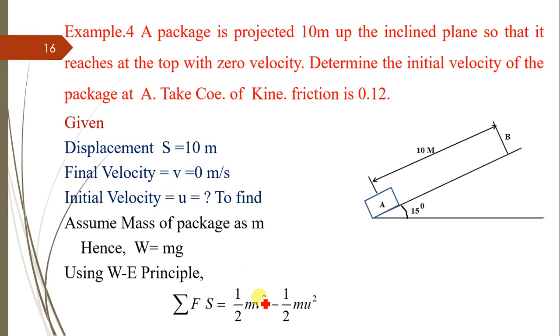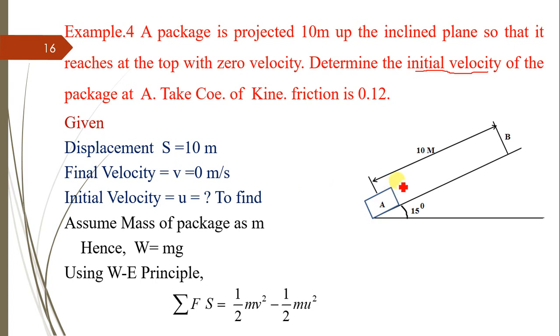Now let's see one more problem. A package is projected 10 meter up the inclined plane so that it reaches the top with 0 velocity. Determine the initial velocity of the package at A. Take the coefficient of kinetic friction as 0.12. So here an inclined plane is given on which a package is at point A, and it will be projected up to a distance of 10 meter, that is up to B. We have to find the initial velocity with which the package is projected, and for that the coefficient of kinetic friction is provided as 0.12.